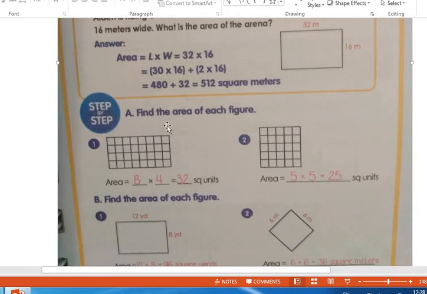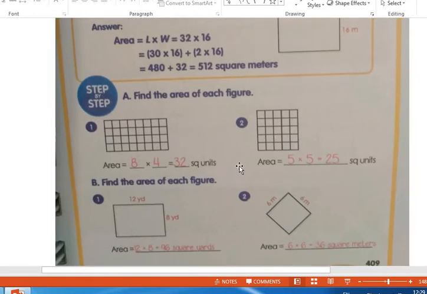Here are the length and the width. I multiply length times width. The area of this 2D shape is called a square. Why a square? Because the side here is 5 and the side here is 5. Each side is 5, so the sides are equal in length, so it's a square. The area equals side times side, or length times width. It's a square, so side times side equals 25 square units.